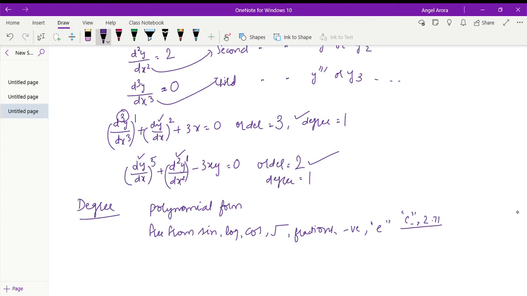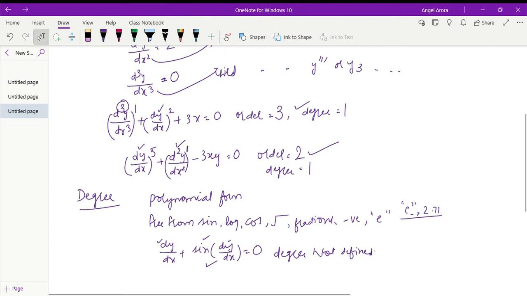For example, dy upon dx plus sine of dy upon dx is equal to 0. Take this example. Now in this example, the order is 1 because the first order derivative has been given here and here. But the degree is not defined because the sine function has been given with the derivative. So this term involves a derivative, and it does include the sine function in it. And so the degree is not defined here.